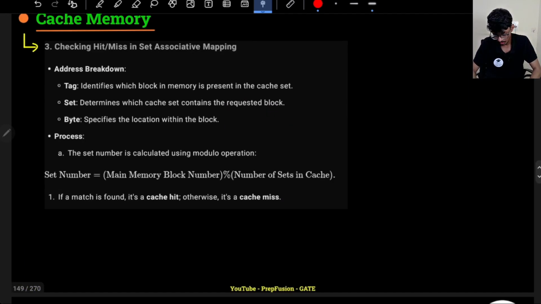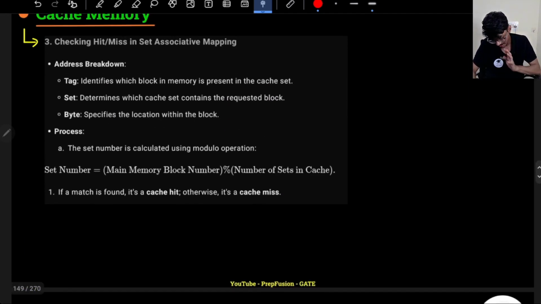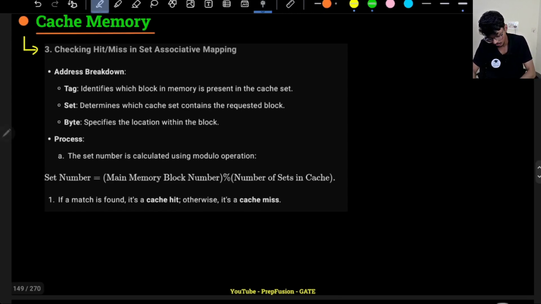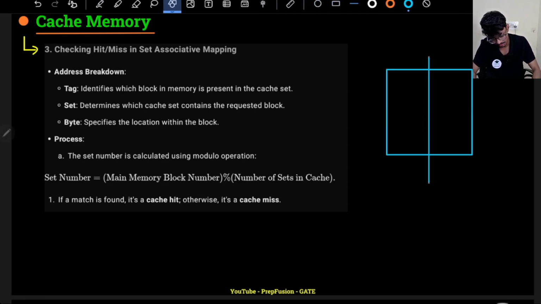Okay. Now address breakdown, now let's check for hit and miss in set associative mapping. What happens in set associative mapping? In set associative mapping, what do we do actually? We first check the set, which set am I lying. So although visually I have told you that visually, what happens is I have two sets here.